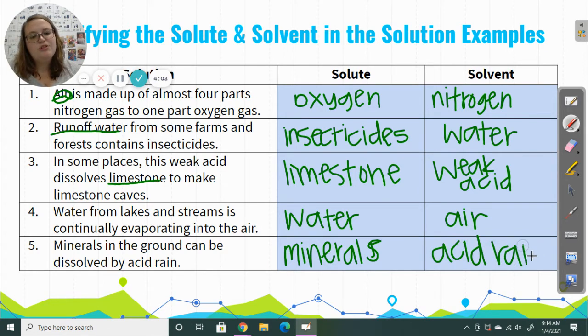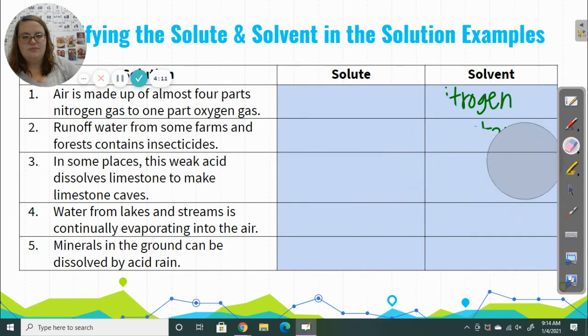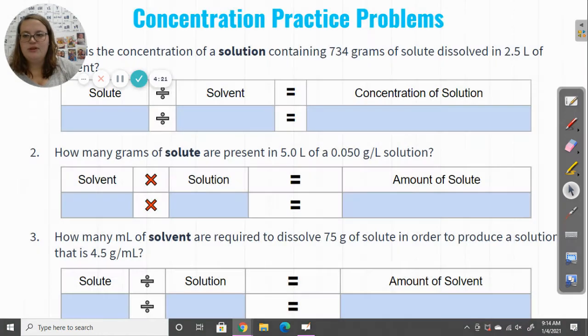So those are the examples for the solute, solvent, and solutions review. Let's go through the next part, which is your concentration calculations. For concentration calculations, we're just doing some basic math problems. I've set them up for you where you put in your solvent and you divide it by the first one we're solving for, solution, the amount of solution.